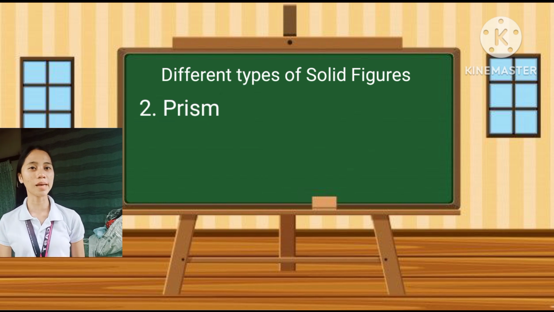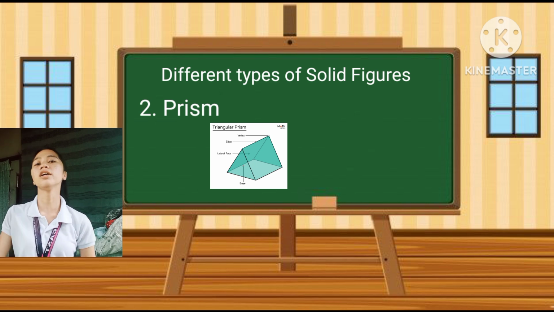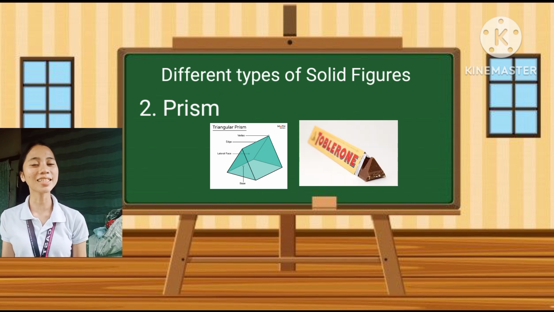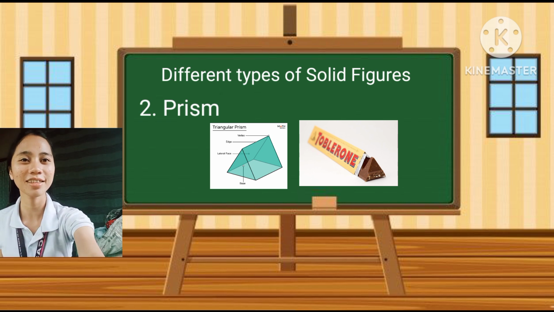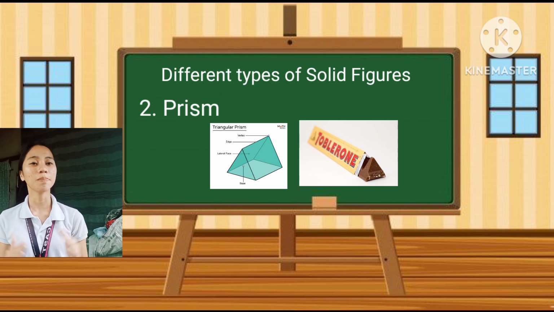The next is the prism, a solid figure with 2 identical and parallel bases that are polygons, like triangles, squares, rectangles, etc. The other faces are parallelograms. A prism is named based on the shape of its bases: a triangular prism, a rectangular prism, a pentagonal prism. An example is a Toblerone chocolate. Have you already seen a Toblerone chocolate? That is an example of a triangular prism.